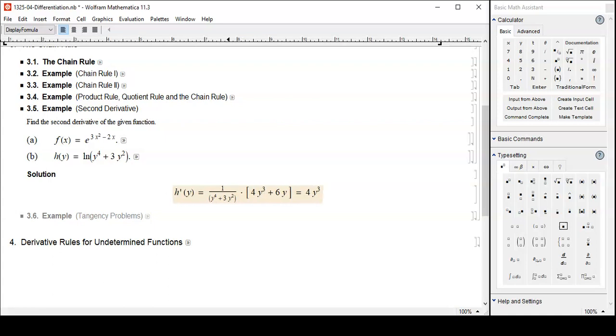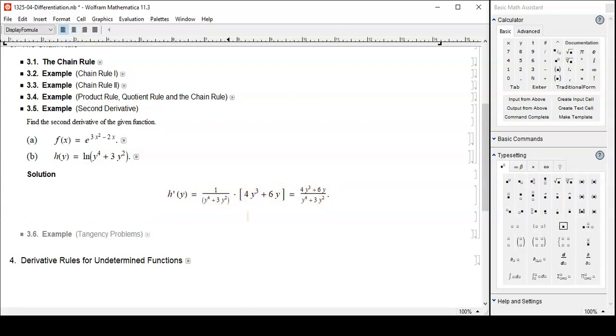4y cubed plus 6y over y to the 4th power plus 3y squared. Did I do this right? That's how you handle the logarithmic function. Whatever is inside goes to the denominator because the derivative of the log function is 1 over that. And by the chain rule, nothing changes inside, but we multiply the derivative of the inside. So what usually happens is a derivative over the inside.